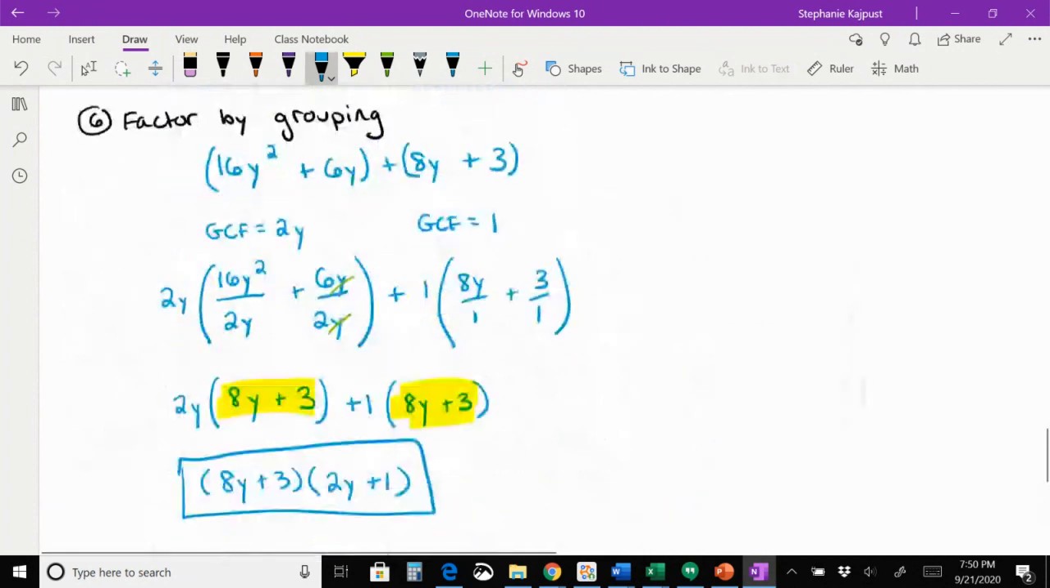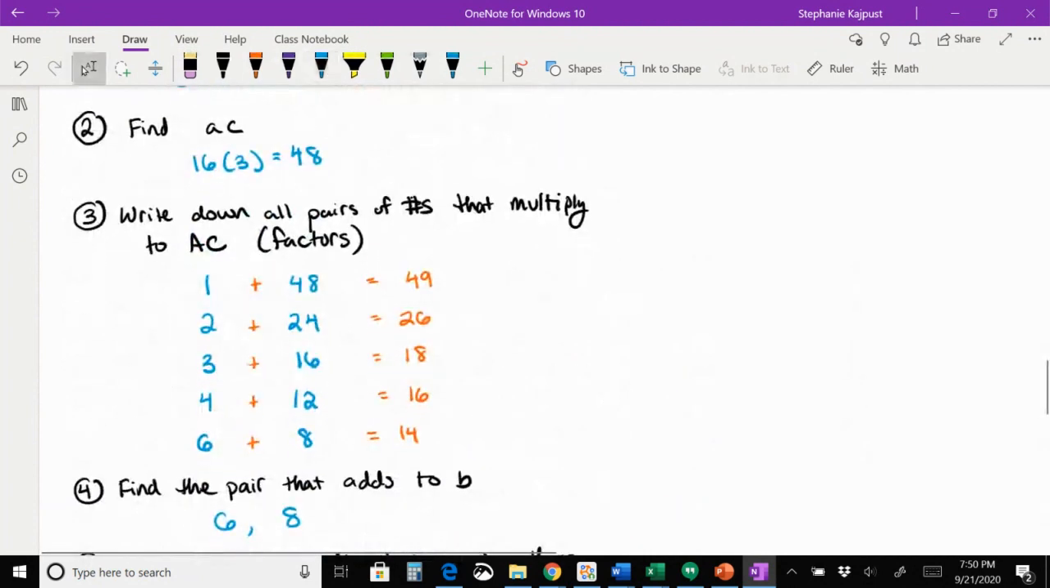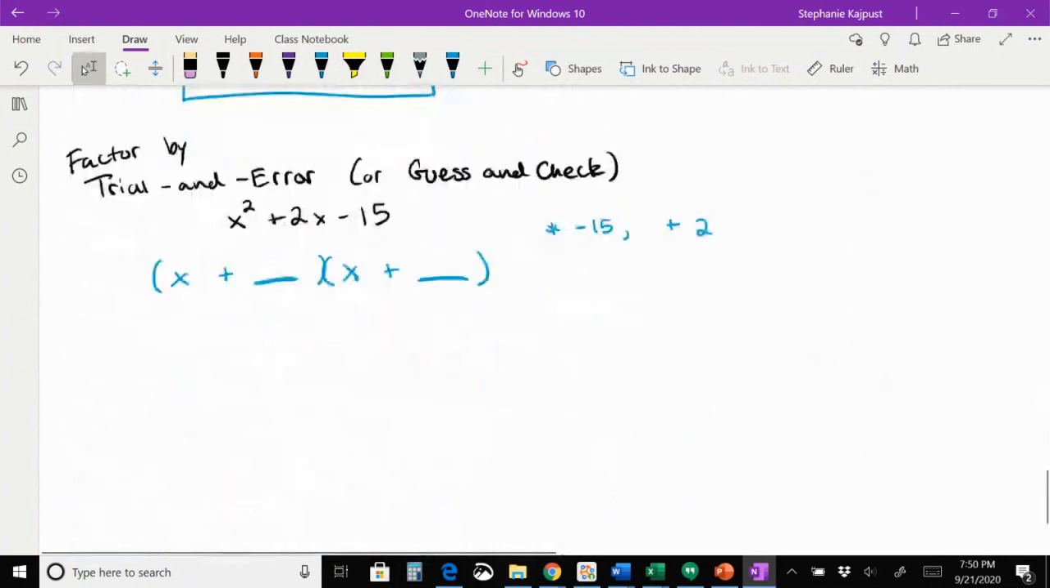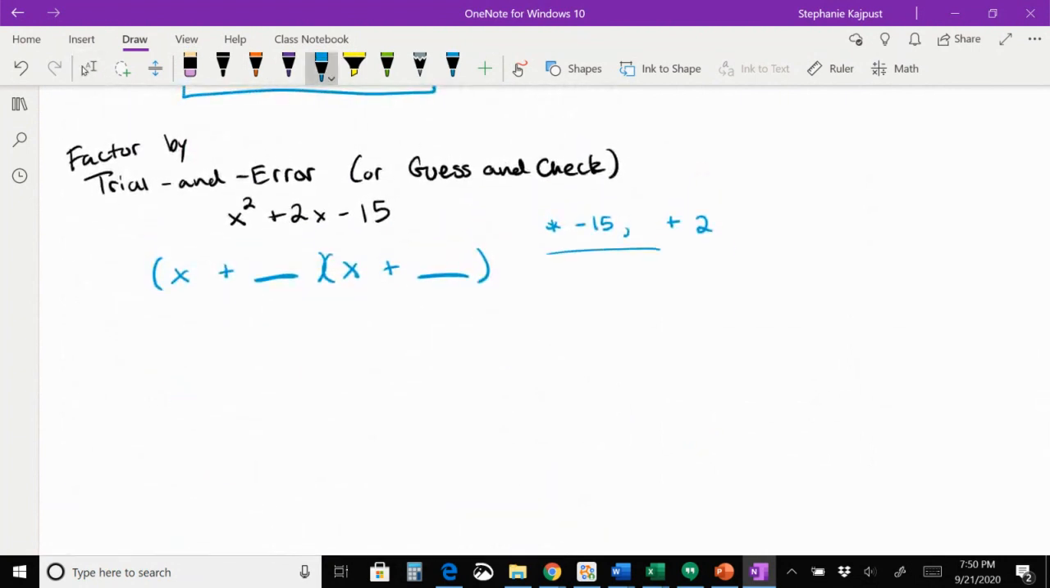So just like before, where we wrote down all the pairs that multiply to 8 times c, we're going to write down all of the numbers that multiply to 15. So 1 times 15, 2 doesn't go into it, 3 times 5, and those are the only choices. This is why guess and check is a good method here, because you don't have a lot of choices to pick. These are the only things that multiply to 15.